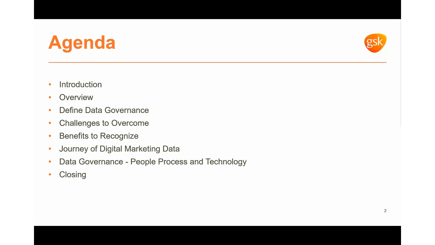First up, I'll give a little introduction and background about myself. Then we'll jump into an overview of the webinar today. Then I'll define data governance. And we'll spend a little bit talking about some of the challenges or hurdles that we need to overcome, and then the ultimate benefits that exist if you realize a successful data governance model. And then we'll bring this back to how it relates to the journey of digital marketing data and where that model fits in. And then we'll talk about the people, process, and technology required to power that model. And we'll do a Q&A session and we'll go into closing.